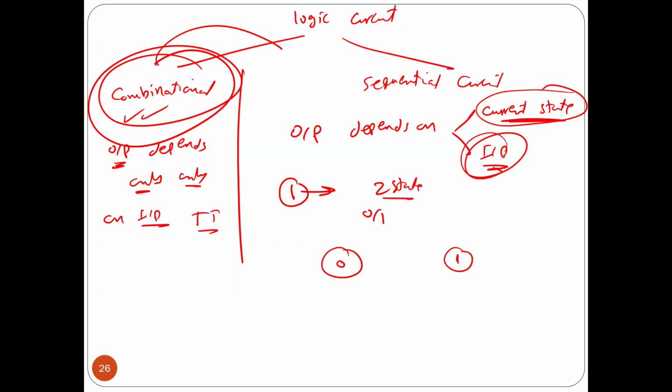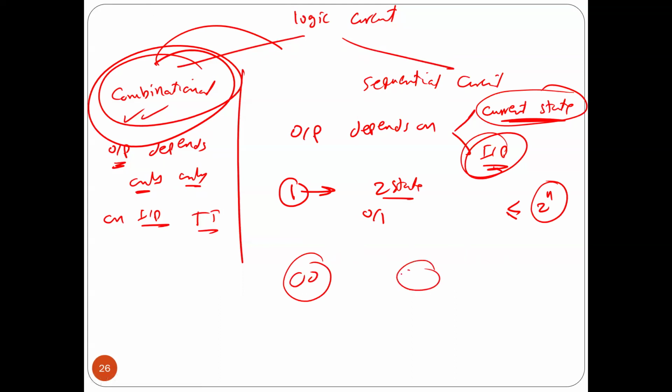Okay, guys. So the number of states should be less than or equal to 2 to the power of n, where n is the number of flip-flops. If you have 2 flip-flops, that means I can have up to 4 states. For example, if the 2 flip-flops are 0 0, it's 1 state. 0 1 is the second state, then 1 1 or 1 0, so 4 states.